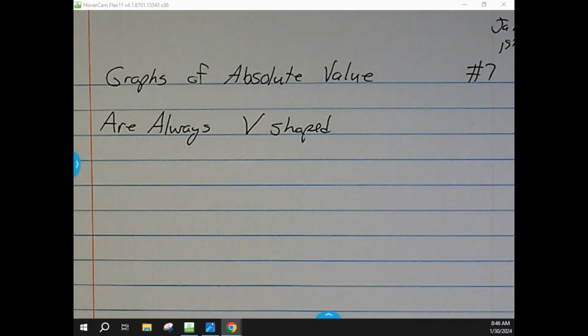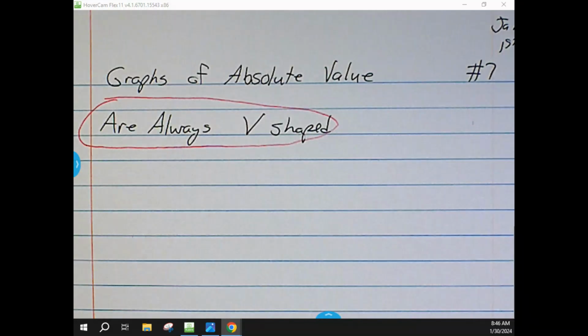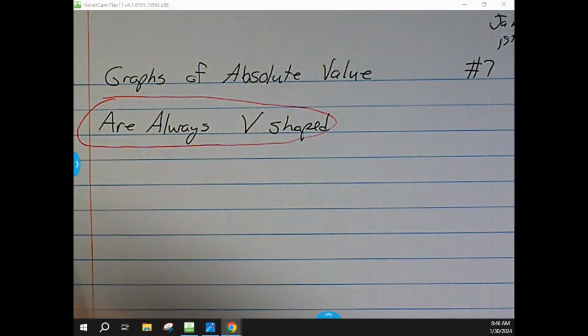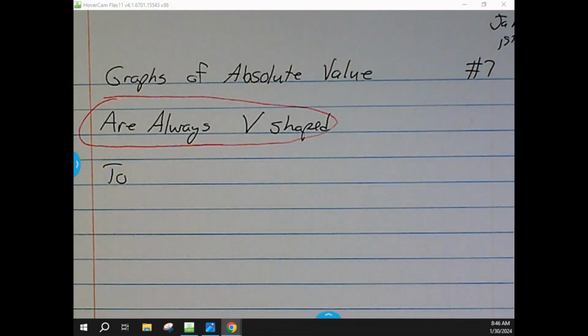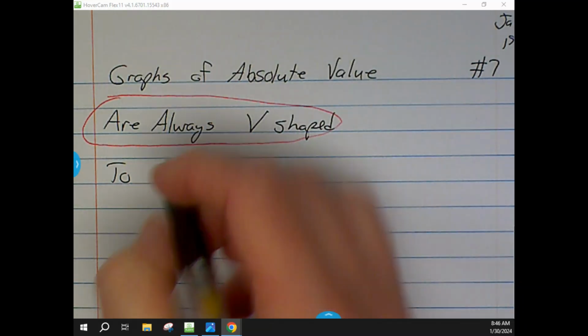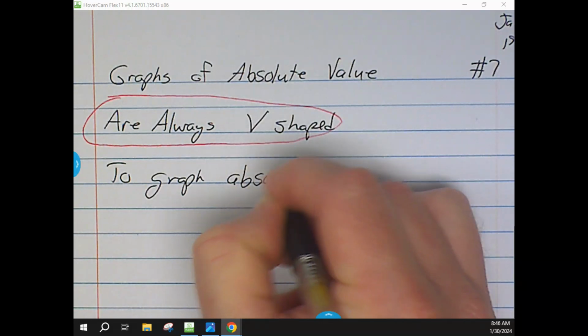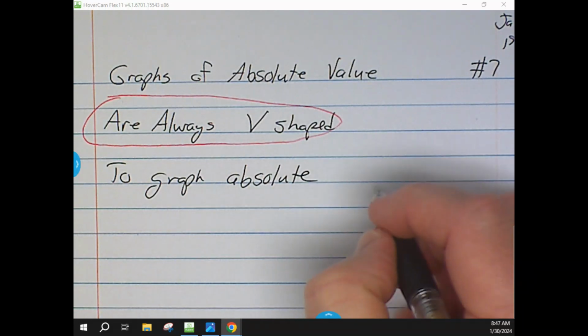So that's the main thing we do for this one, that they always have some V-shaped form or another. It all comes down to basically one big thing on this one, or two things, I guess, really, you could say for this part. So, graphing absolute value functions or equations.